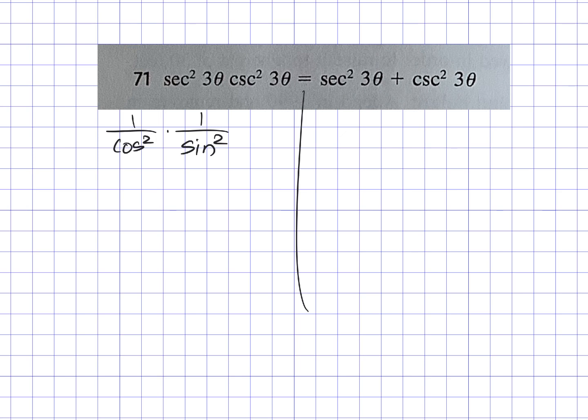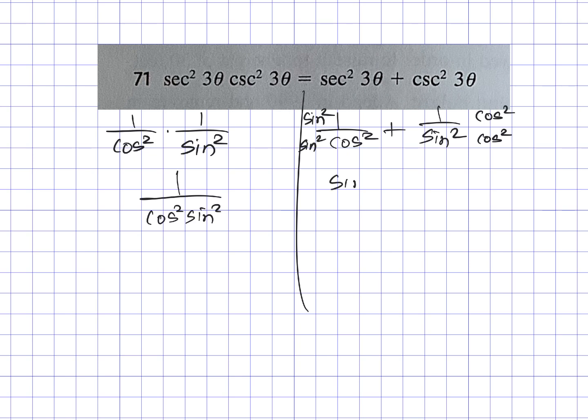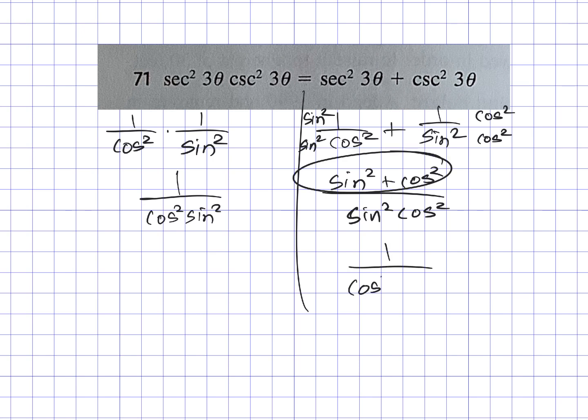On the right side, we have 1 over cosine squared, and cosecant is 1 over sine squared. This is plus, and the other side is multiplication. So 1 over cosine squared, sine squared. We need a common denominator here, so multiply this by cosine squared over cosine squared, and this one by sine squared over sine squared. We have sine squared on the top plus cosine squared, all over sine squared cosine squared. And sine squared plus cosine squared is 1. And they match.